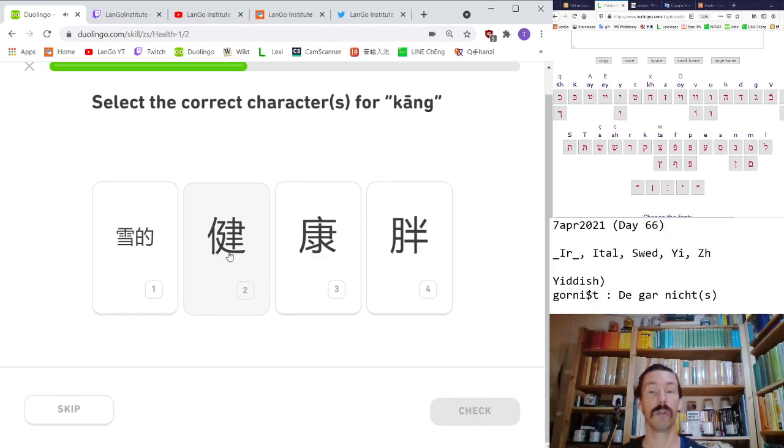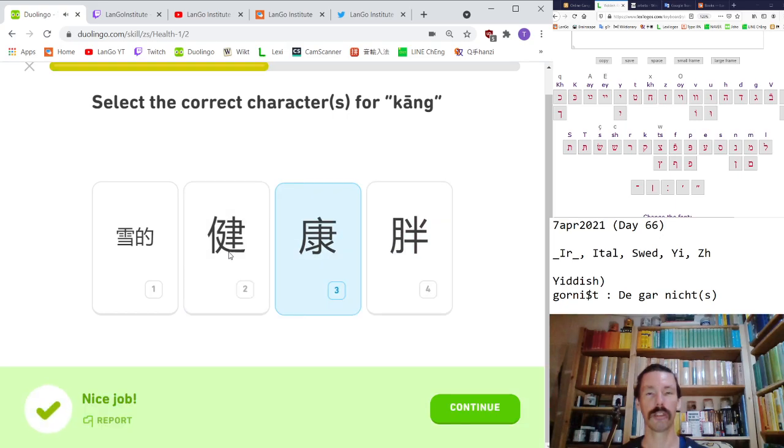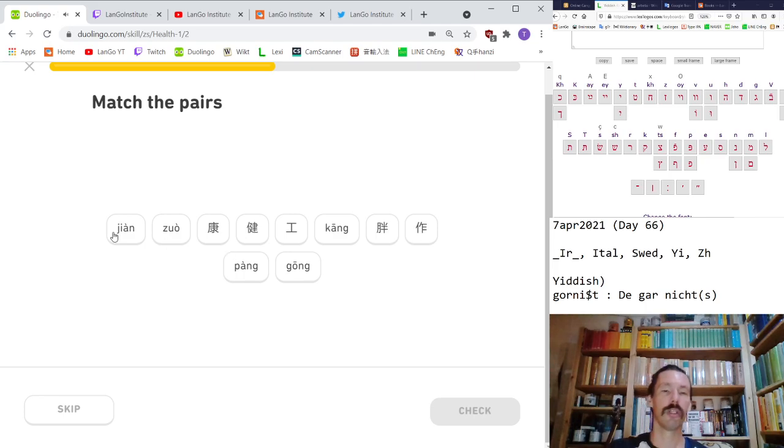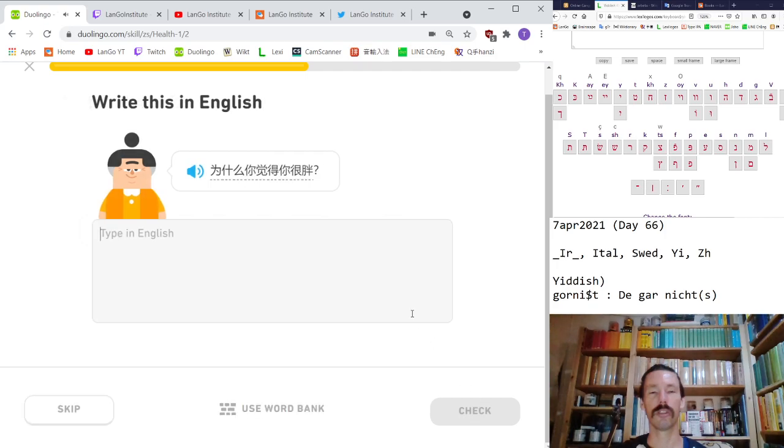雪的, of the snow. 健康, together healthy. 胖. 工作. 健. 胖. 为什么你觉得你很胖? Why do you think you're fat?